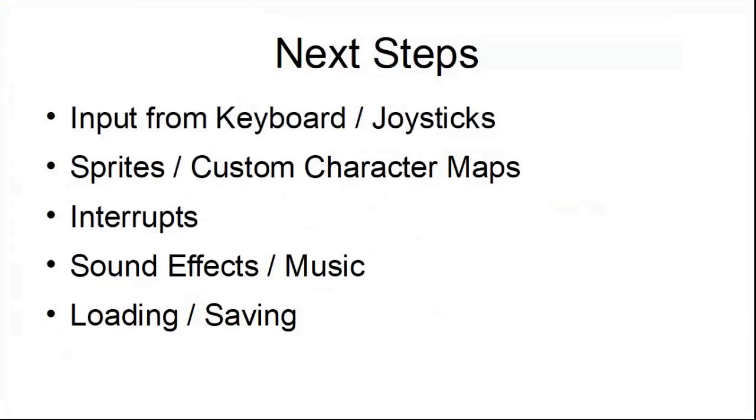Sound effects and music: the Commodore 64 has, again, arguably the best sound chip in the industry, and there's a ton of examples and libraries of how to play sound effects. And loading and saving data from a floppy disk is very useful when you're trying to save data in a game or load additional assets that are too large to fit in memory.